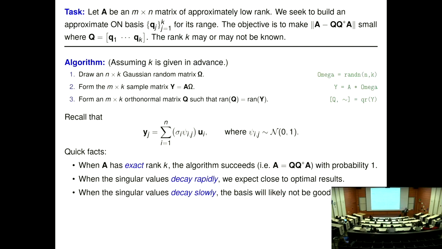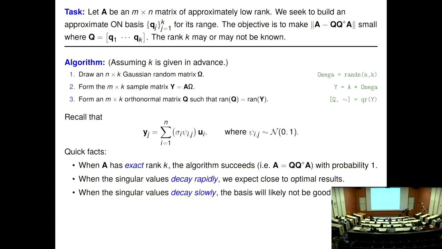So what does this mean? Let's think about a few different environments. Say A has exact rank k. Then you can show that with probability 1, these vectors are linearly independent. They all sit inside a k-dimensional subspace, so they automatically form a basis for the column space, so you're done. This is an optimal answer. This algorithm just does it.